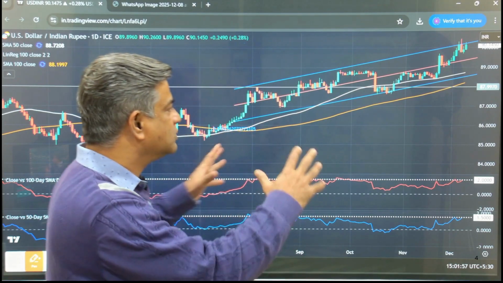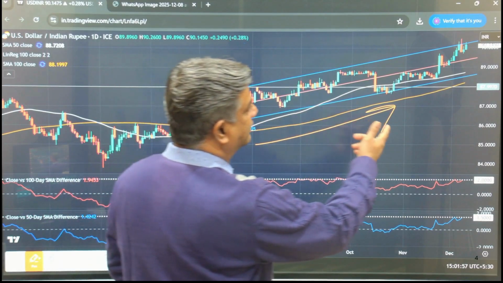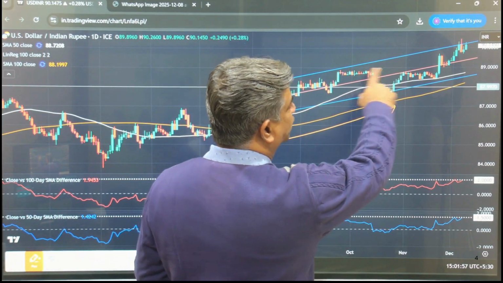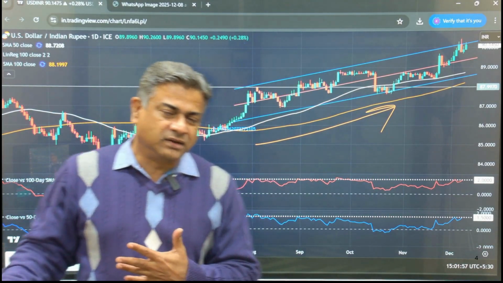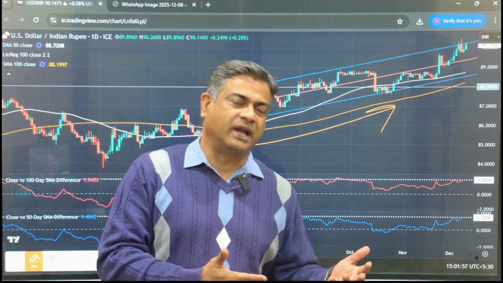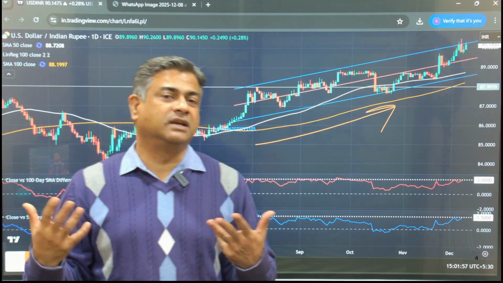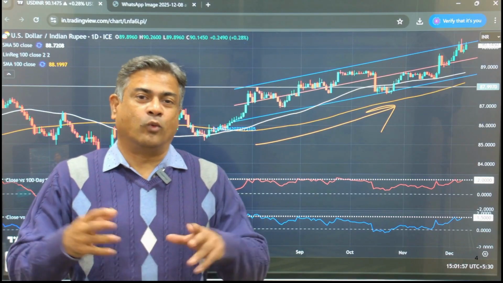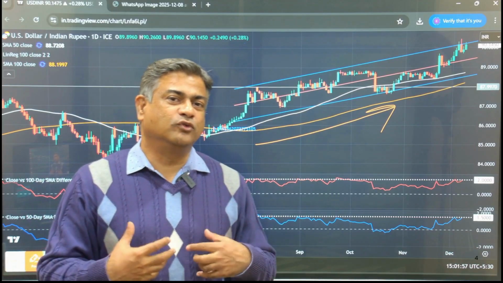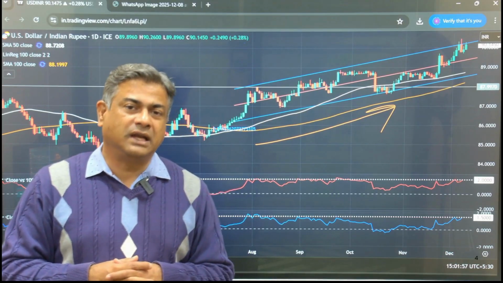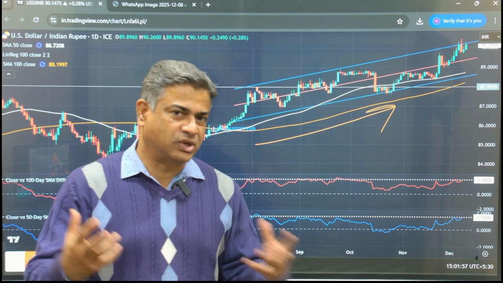If you look at the chart, it is a continuous dollar uptrend. We first broke 88, then we broke 89, and now we are above 90. Widespread nervousness that this will go to 91, 92, and the continuous rupee weakening is something which is here to stay. What is going to happen in the future is anyone's guess, but what we can do from our end is try and mitigate the risk by taking some smart hedging strategies.